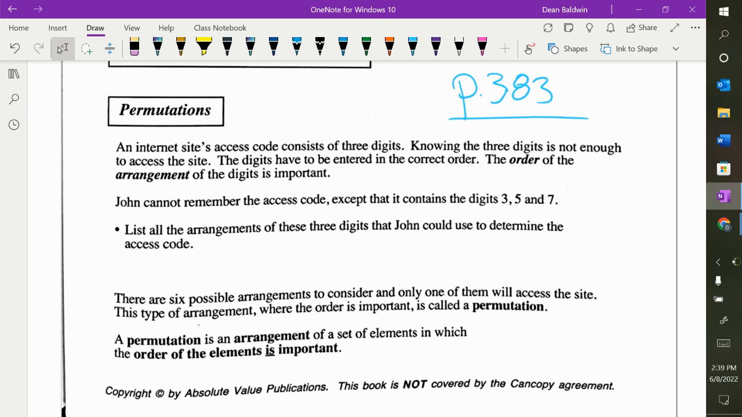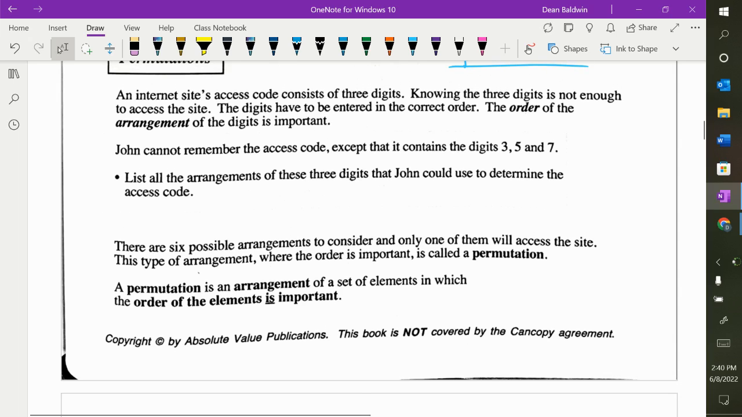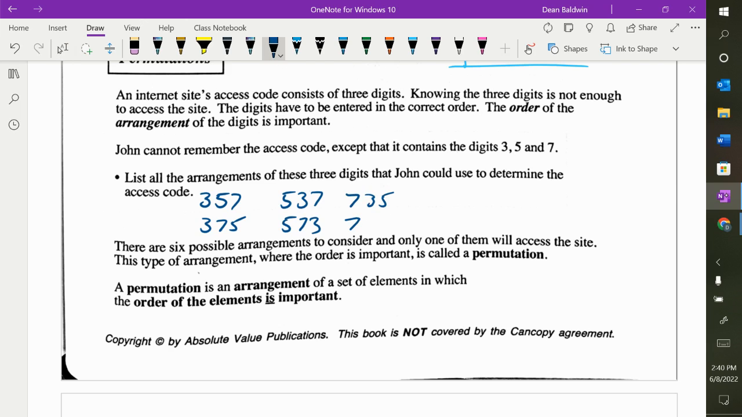Okay. If I asked you to rearrange the digits 3, 5, and 7, how many different ways can we do that? Let's list all of them because this will be fun. We could have the numbers 3, 5, 7, or 3, 7, 5, or 5, 3, 7, or 5, 7, 3, or 7, 3, 5, or 7, 5, 3. Is that all of them? So we could do it that way. I don't suggest that.